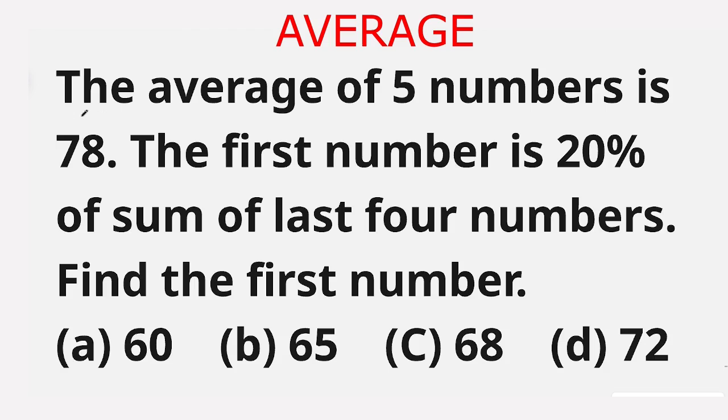Our question is, the average of 5 numbers is 78. The first number is 20% of sum of last 4 numbers. Find the first number. The given options are option A 60, option B 65, option C 68, option D 72.